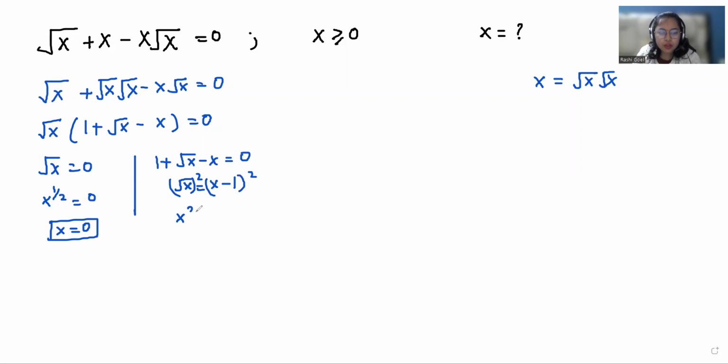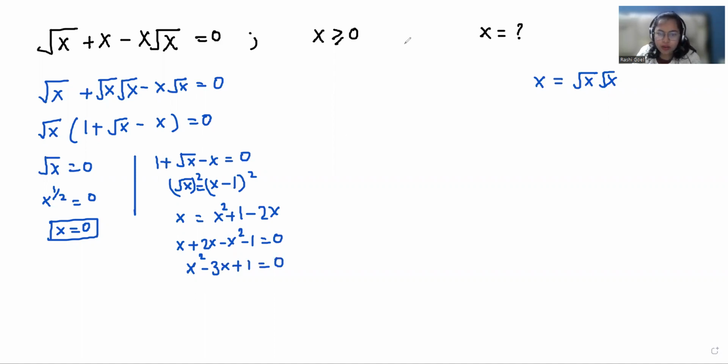So it becomes x square, and here we can use the very famous identity: x square plus 1 square minus 2x. So x square, here is only x. So x plus 2x minus x square minus 1 is equal to 0. If I take minus sign common, so x square minus 3x plus 1 is equal to 0.